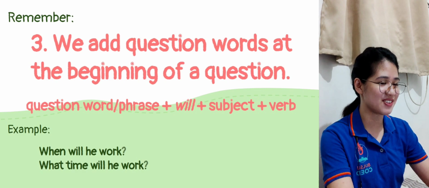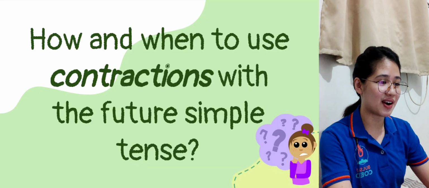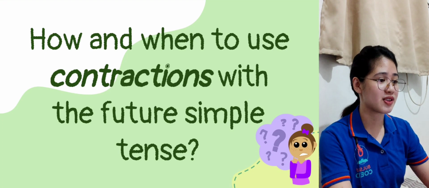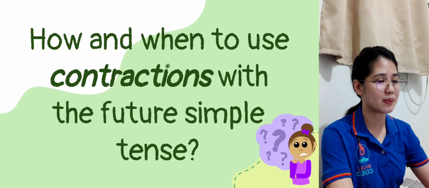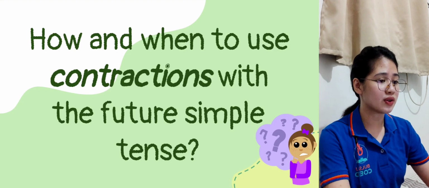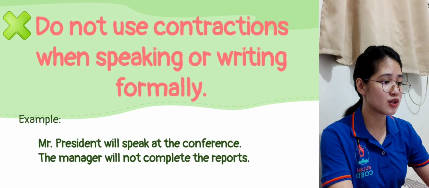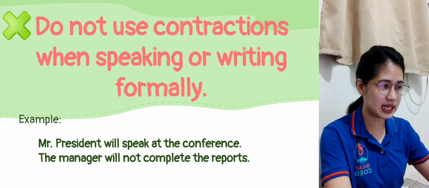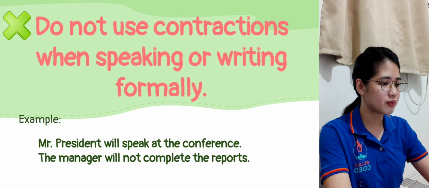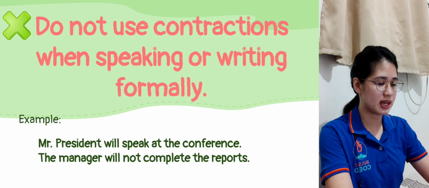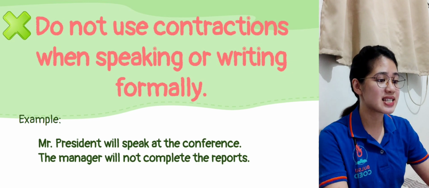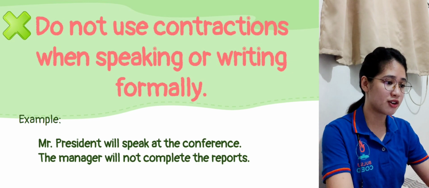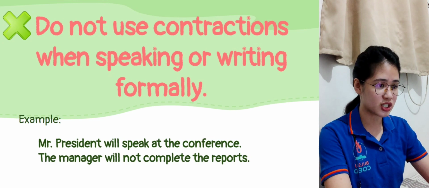That's a good try, Miss Divina. Now let's learn how and when to use contractions with the future simple tense. But before that, take note that we do not use contractions or short forms when we are speaking or writing formally. For example, Mr. President will speak at the conference. The sentence is positive and formal, therefore, we will not use contractions.